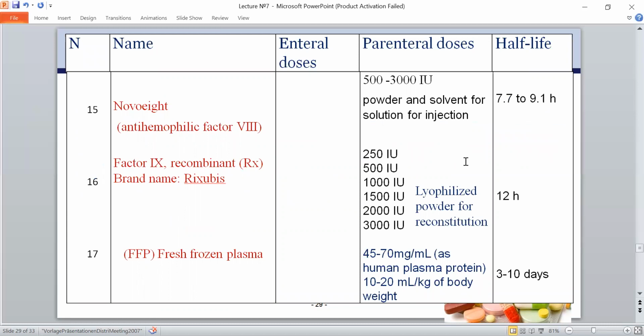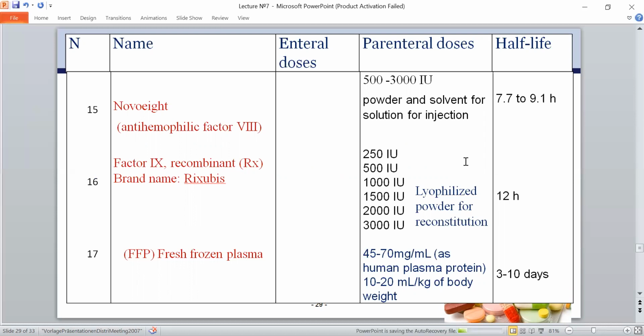Treatment of hemophilia: Novo 8, anti-hemophilic factor 8, parenteral dose 500 to 3000 international units, powder and solvent for solution for injection, half-life 7.5 to 9.1 hours. Factor 9 recombinant, brand name Rixubis, parenteral dose 250, 500, 1000, 1500 international units, and 2000 international units lyophilized powder for reconstitution.